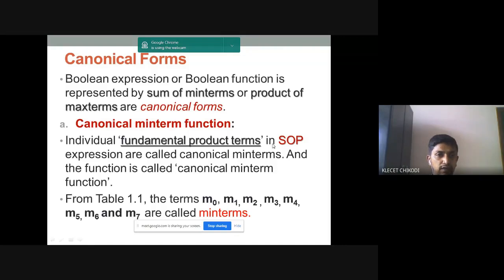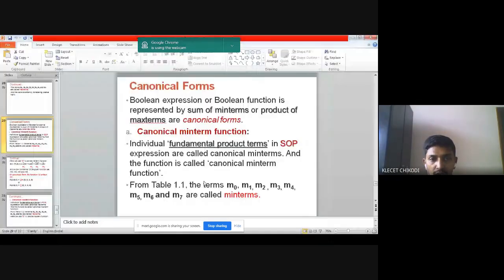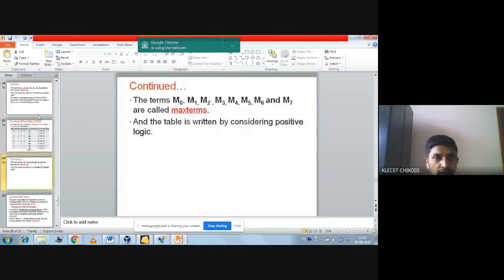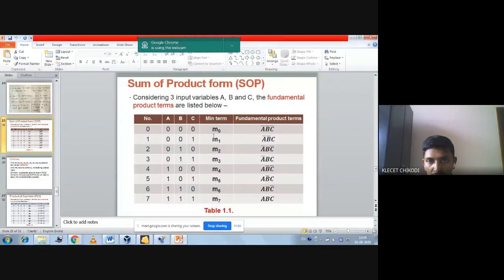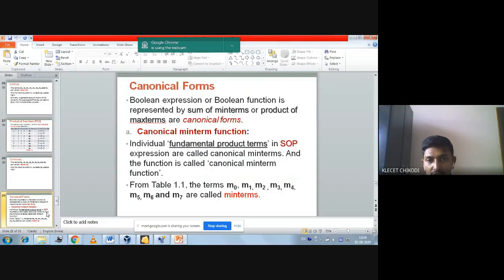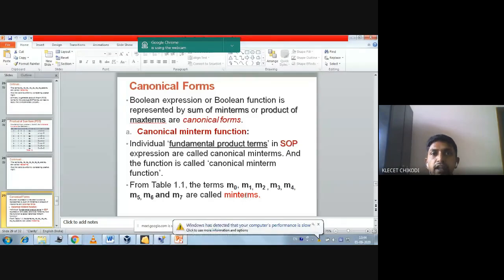So whatever fundamental product terms we have got in the table 1.1, those product terms can be used to represent a Boolean function, and that function is called the canonical min term function. Okay, from the table 1.1, if you see here, the M0 to M7, those are called the min terms, right? M0 to M7, those are called the min terms, and you can see that here.